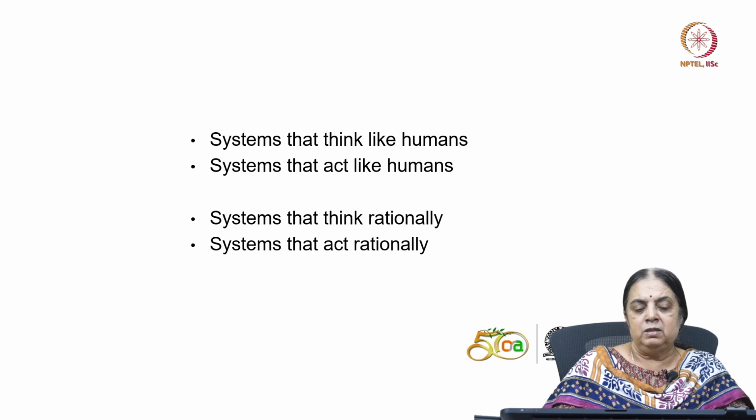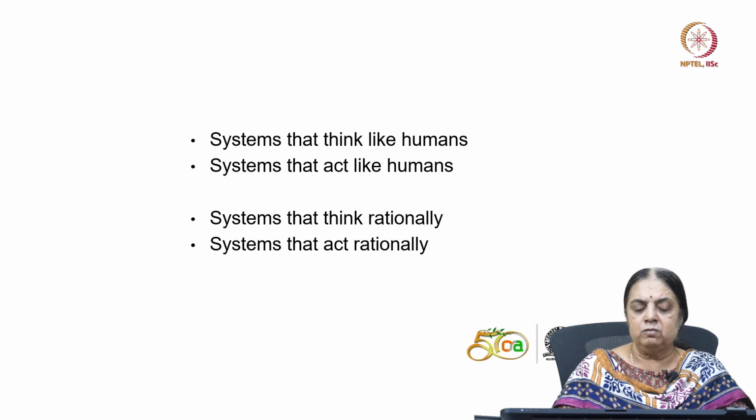This is the third lecture in this course on AI. So, we were talking about some introductory things in AI. Basically, you talk about AI systems in this particular way: systems that think like humans, systems that act like humans, systems that think rationally, or systems that act rationally. So these are the various possibilities that you can have.